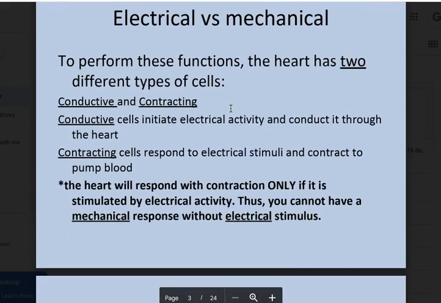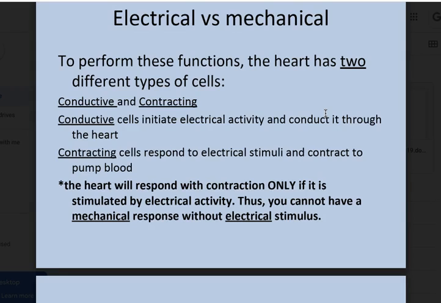To perform these functions, the heart has two types of cells: conductive cells and contracting cells. Conductive cells initiate the electrical activity and conduct it through the heart. Contracting cells respond to the electrical stimuli from the conductive cells to contract and pump the blood. The heart will respond with contraction only if it is stimulated by the electrical activity. Thus, you cannot have a mechanical without an electrical. That's what I was mentioning earlier.